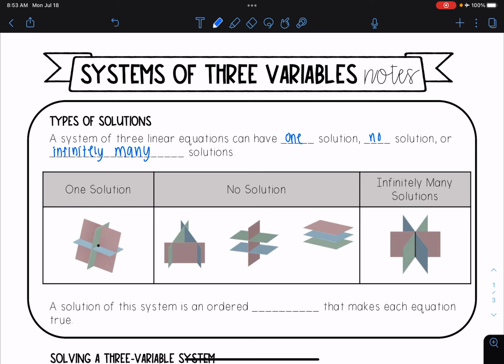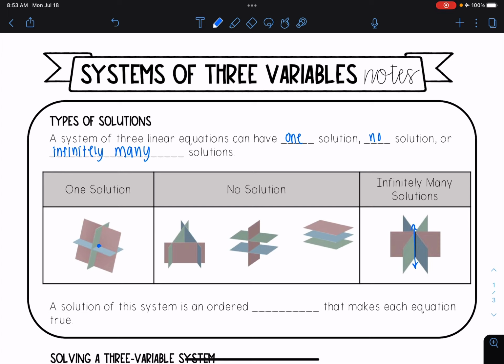Since we're dealing with three variables, we see that our solutions look like planes. For one solution, the planes intersect at exactly one point. For no solution, two of the planes may intersect, or they may all be parallel, but not all three intersect at one point. And infinitely many solutions is where the three planes all intersect in a line.